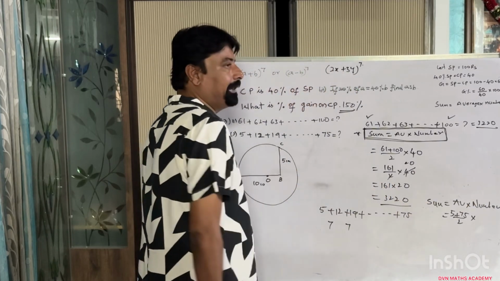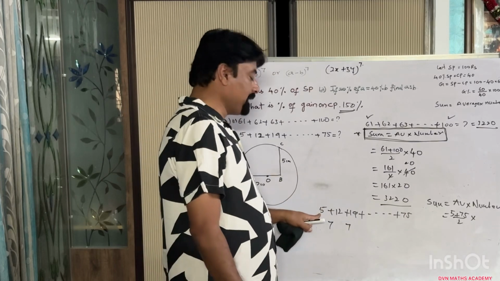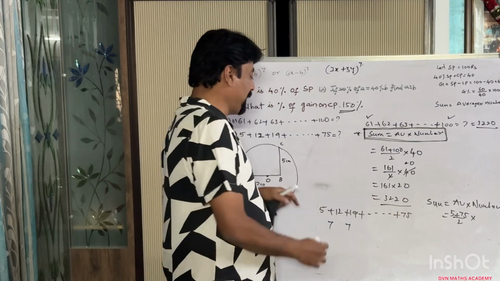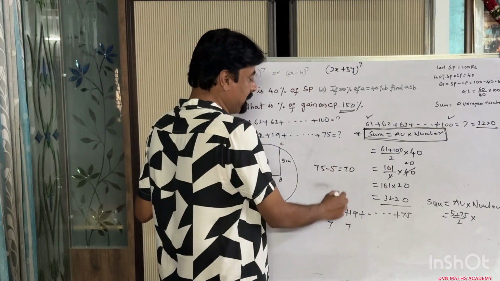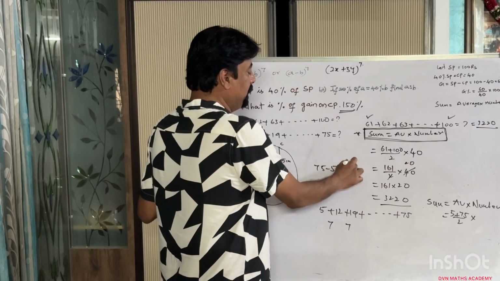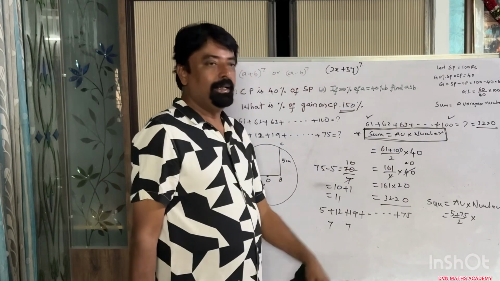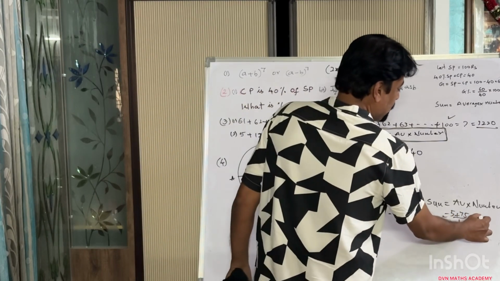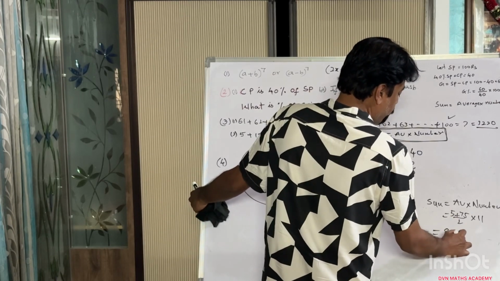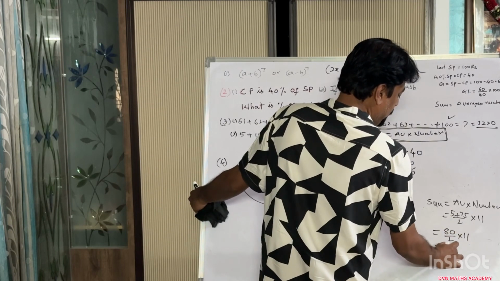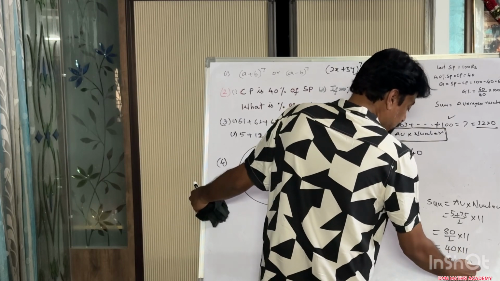How many numbers are there? You see, the last number is 75 and the first number is 5. 75 minus 5 is 70, but the difference is 7. By 7, if you divide 70, you get 10, plus 1, there are 11 numbers. So here the total numbers are 11. So 75 plus 5 is 80, by 2 into 11. This becomes 40 into 11. This is 440.